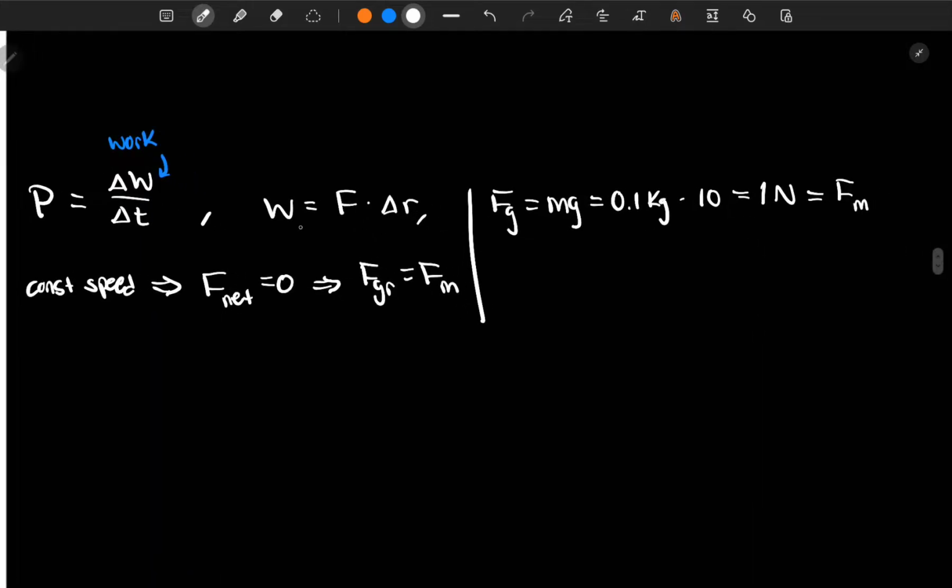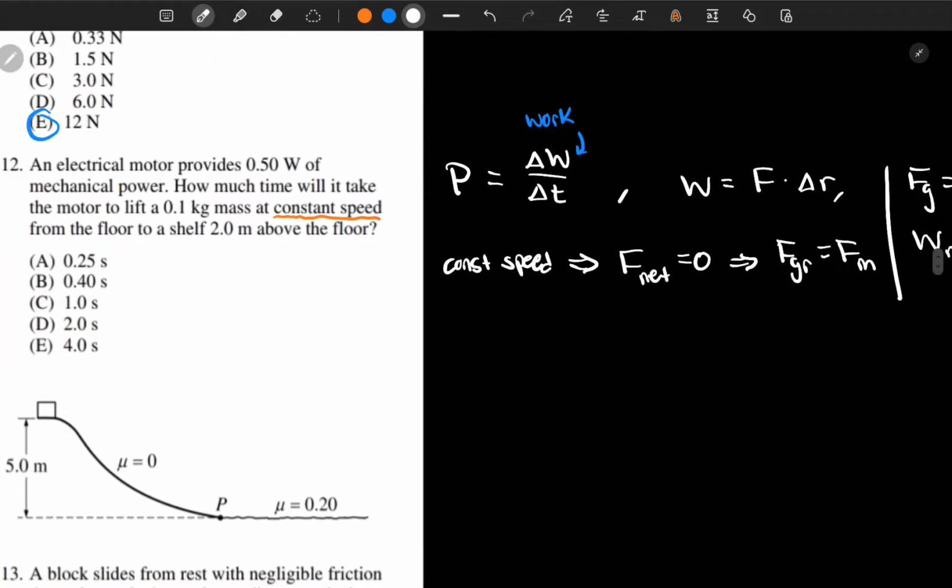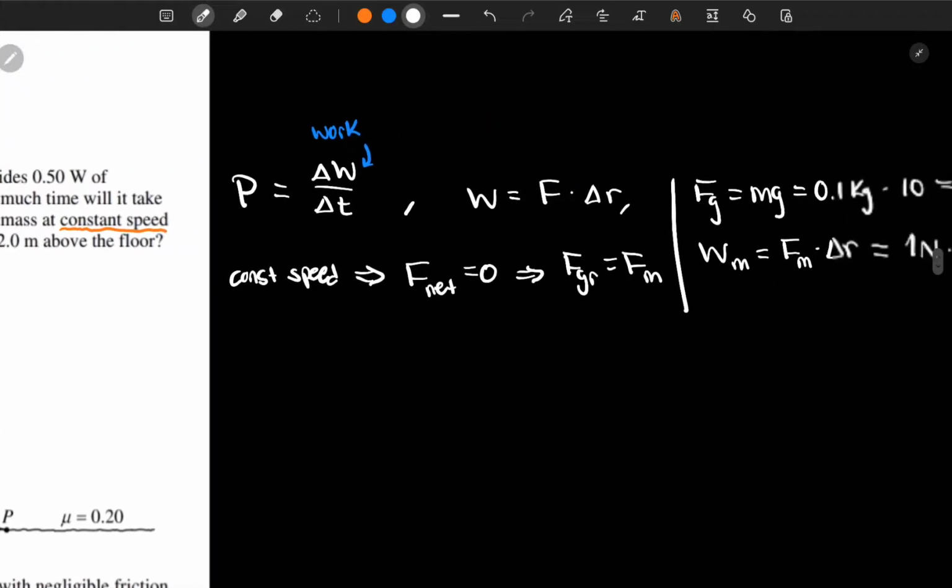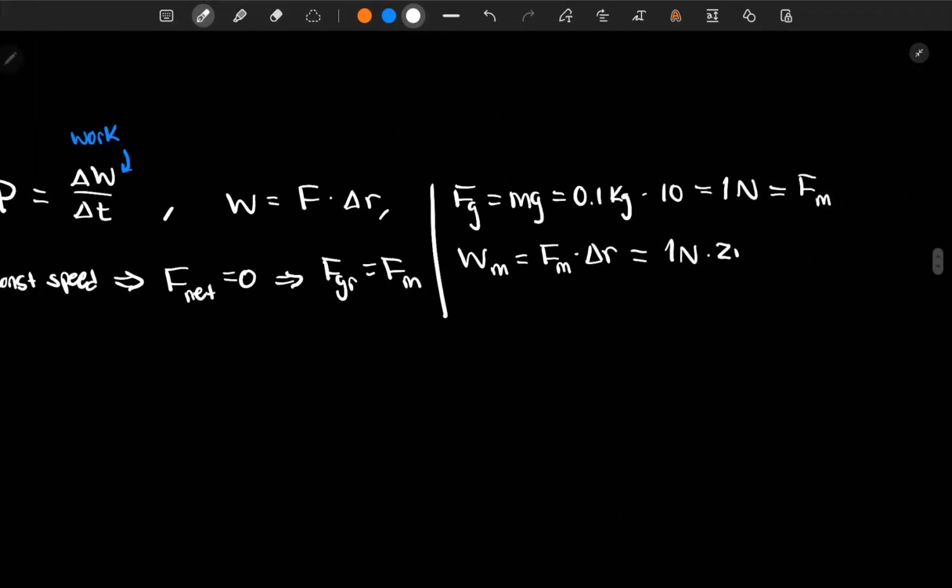Therefore, the work from the motor, Wm, which is equal to the force from the motor times the displacement of the mass, is equal to 1 Newton times the displacement. We're displacing by 2 meters, so that the total work being done is 2 joules.